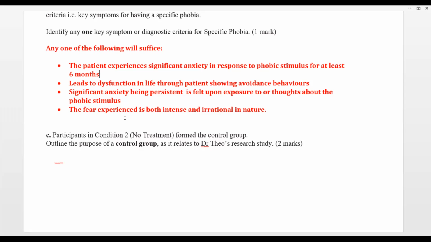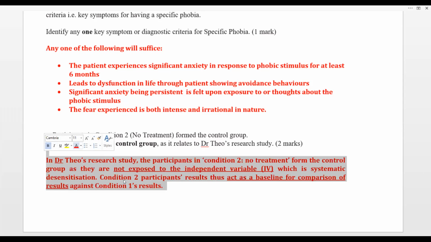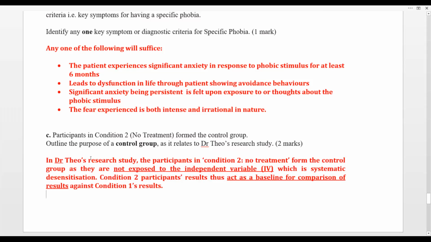Okay, so looking at this question, it says outline the purpose of a control group. So we know that in any experiment or research investigation, you've got two groups. One is the experimental group, one is the control group. So the control group is important for us, and you can say that in Dr. Theo's research study, the participants in condition 2 no treatment form the control group because they're not exposed to the independent variable. In this case, that means that they're not exposed to systematic desensitization. So thus, they're important for us because condition 2 participants' results would act as a baseline for comparison. So we use that to basically compare the results of the people who were in the experimental group.